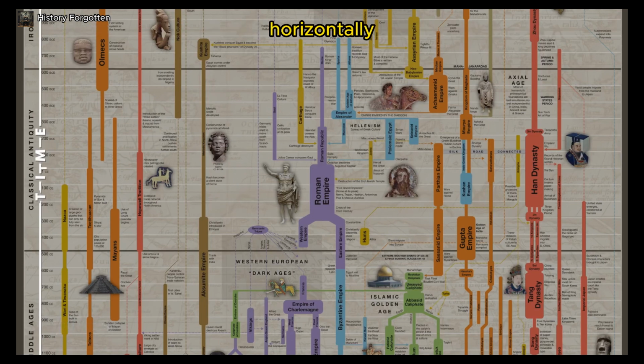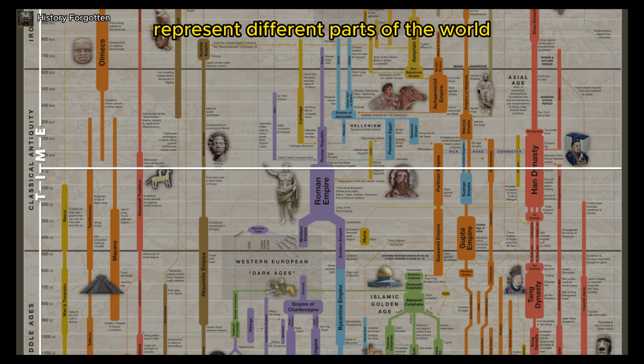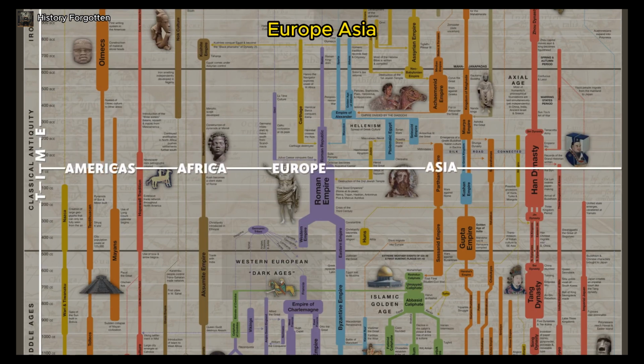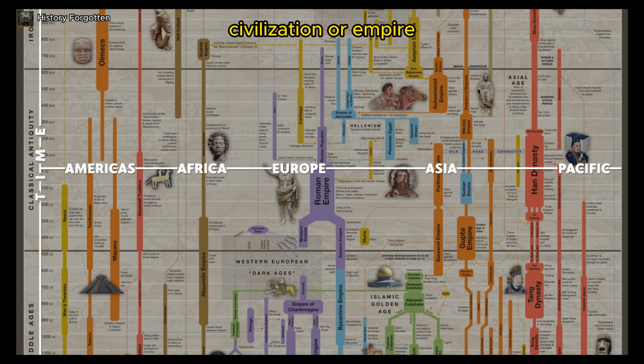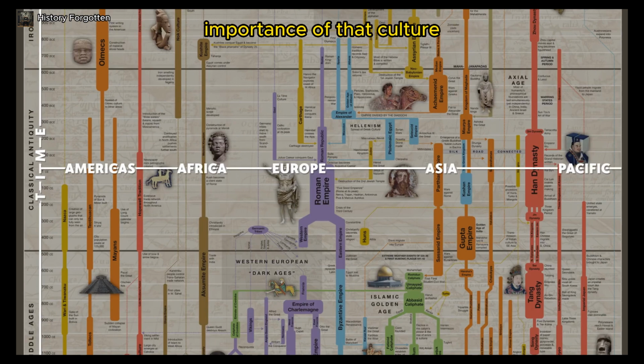This is important because it allows for accurate comparisons to be made, and thus gives the viewer a proper perspective on time. Horizontally, the various sections of the chart represent different parts of the world. So on the far left, we have the Americas, followed by Africa, Europe, Asia, and finally the Pacific Islands. Every line on the chart represents a specific culture, civilization, or empire, and the width of the line represents the relative importance of that culture when compared to other cultures from the same time period or region.